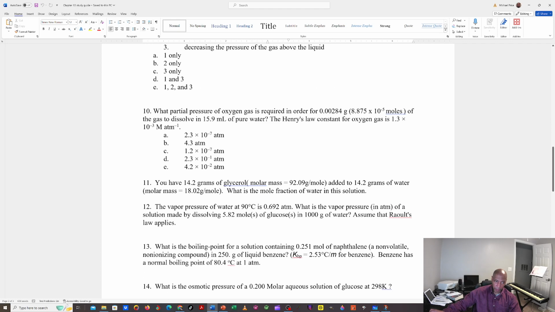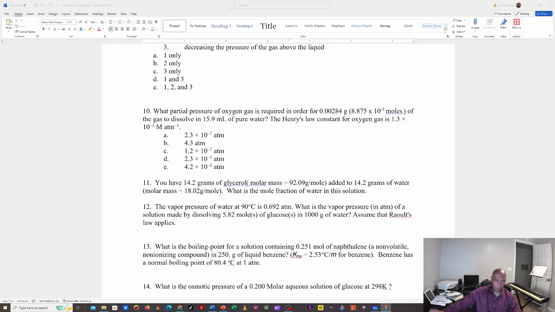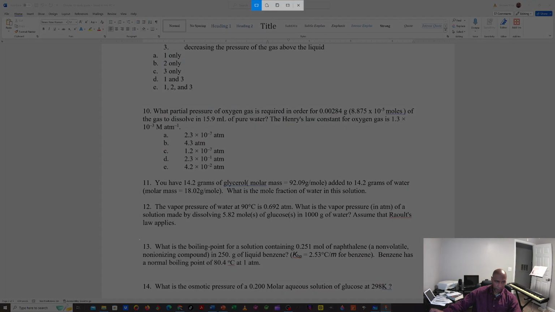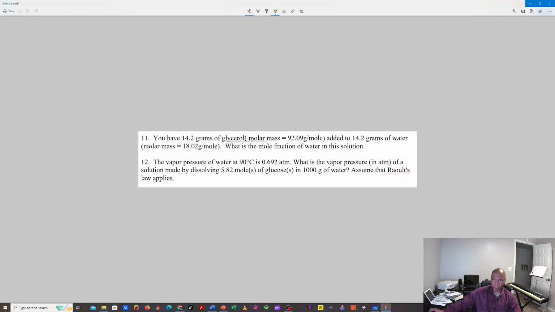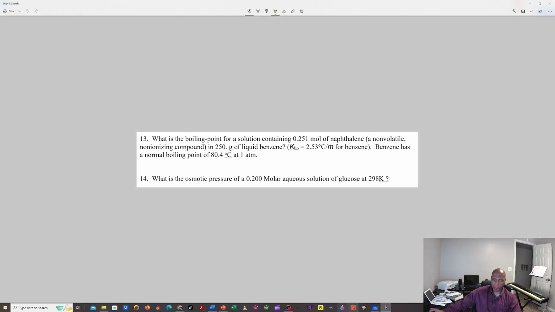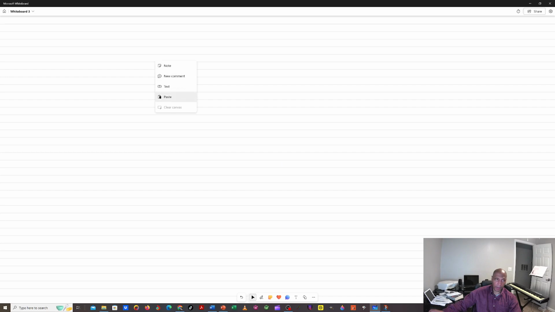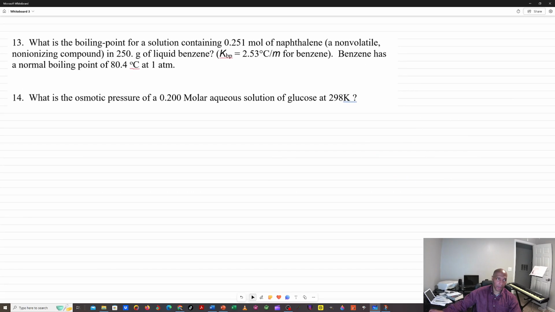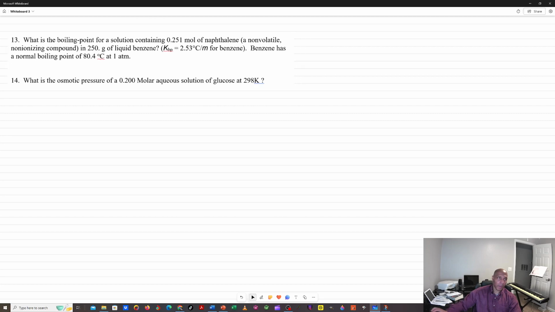So I think I'll go ahead and screen snip both of those. And let's see what we got here. Right, and I'm going to hit copy, go to my whiteboard, clear my canvas, and hit paste. Now they want to know what is the boiling point. So we're trying to find the new boiling point. We're not trying to find the change in boiling point.